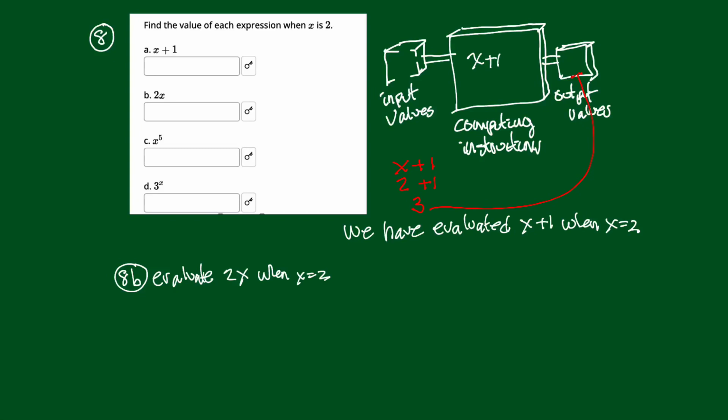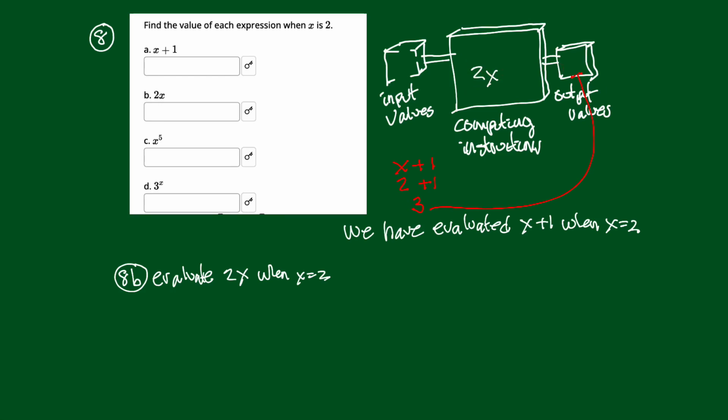In 8b we're going to evaluate 2x when x is equal to 2. So what we're thinking now, when you think about this in your head, is that in our box up here, we no longer have the x plus 1, but rather we have 2x. Now just think about this for a minute here. This is a set of computing instructions. What does it say to do to x? Now, x is some number, right? Just take that number, put it here. What do you do to it? Well, this is pretty straightforward. Just double it, right? You just multiply it by 2.